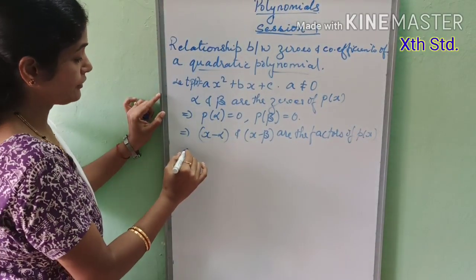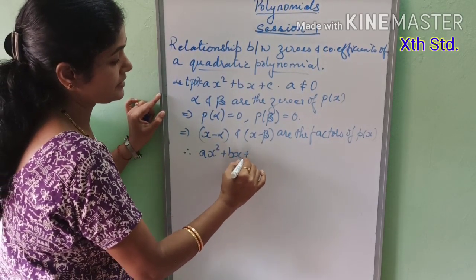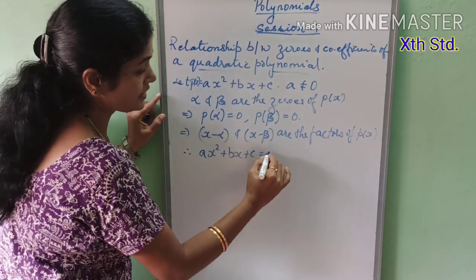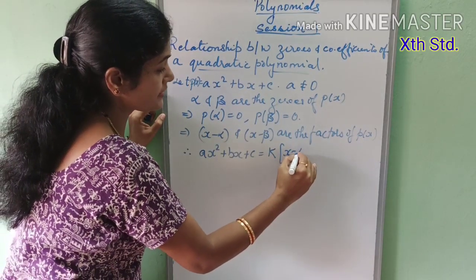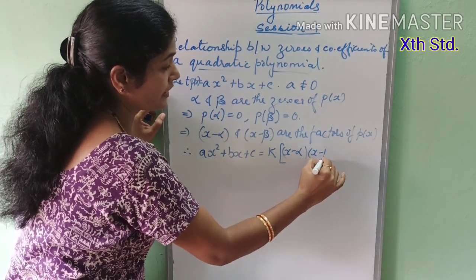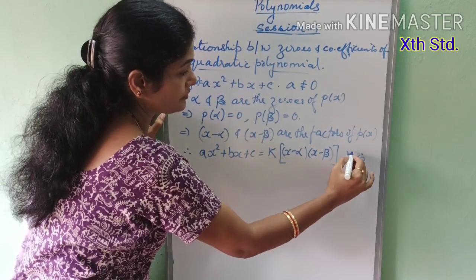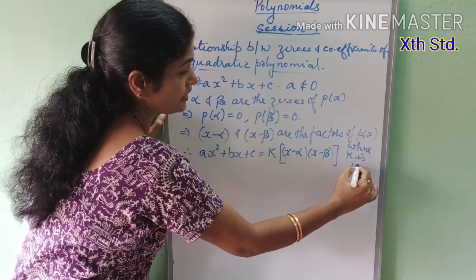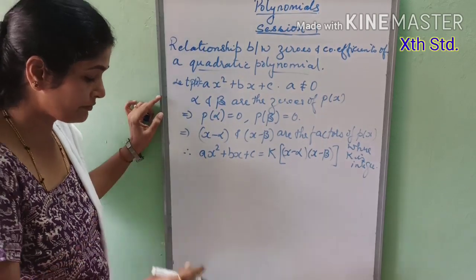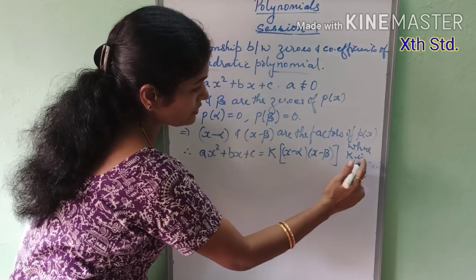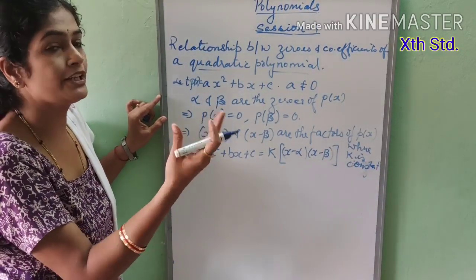Right? Therefore, this ax square plus bx plus c can be written as k times the factors: k times (x minus alpha) into (x minus beta), where k is a constant. Okay, k is a constant, or it can be an integer. That k value you can put.